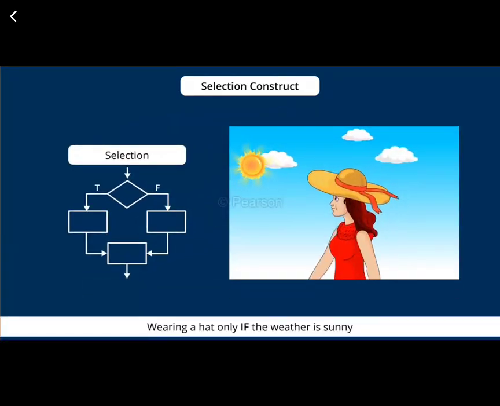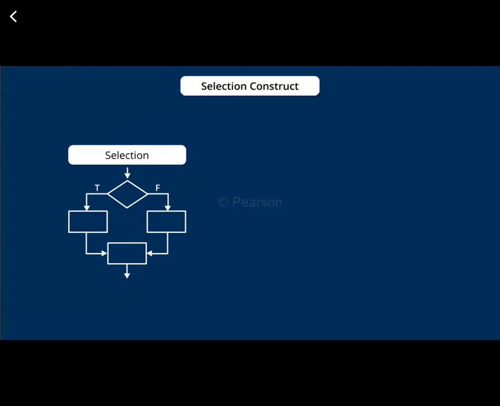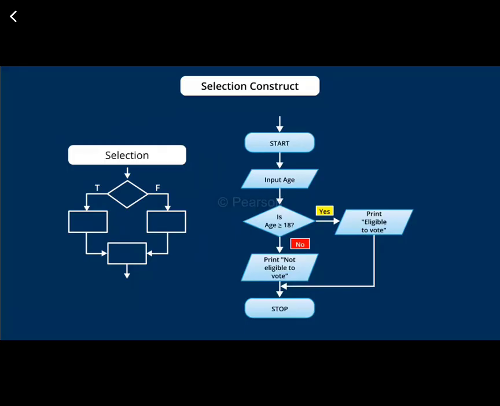From our daily life, the condition of wearing a hat only if the weather is sunny resembles selection construct. In computer programming, to find out that a person is eligible to vote, keeping the condition that he or she must be 18 or above 18 years old is an example of selection construct.